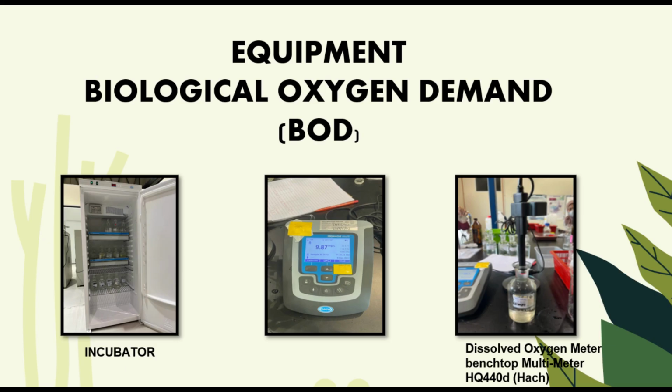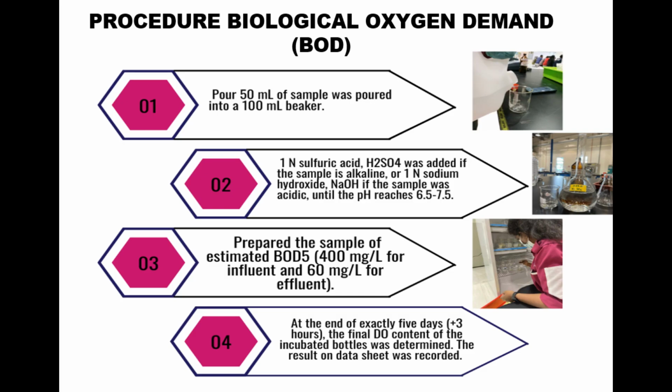50 ml of sample was poured into a 100 ml beaker. Next, the pH of the sample was measured using a pH meter. Then, sulfuric acid was added if the sample was alkaline, or sodium hydroxide if the sample was acidic. So, the amount of both needed to neutralize 1000 ml of the sample was calculated.